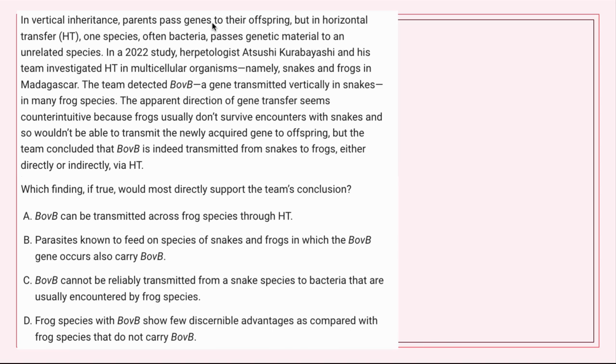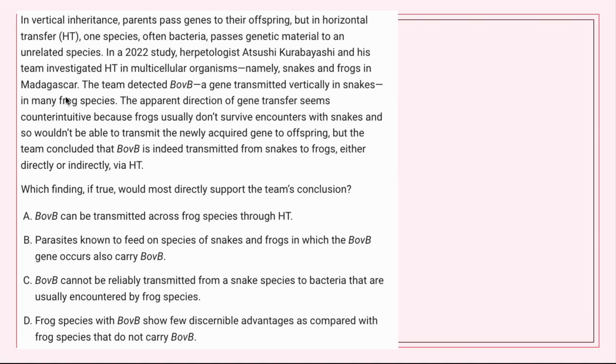So basically, vertical inheritance is pretty much like when you have a baby and the genes pass down. You just keep having children and the genes keep passing down. But in horizontal transfer, bacteria pass genetic material from one species to another species. So it's cross species, not from birth, just some other way. The gene is kind of inserted into another animal. And basically, they're saying that this BOFB stuff is naturally occurring in snakes. So the snakes have it because their parents had it forever and ever. So it happens naturally in snakes.